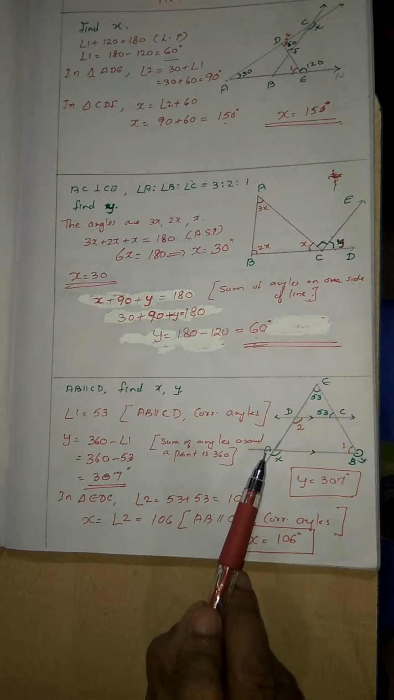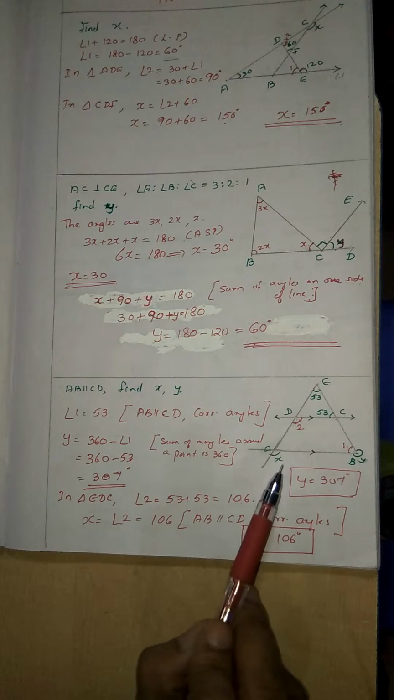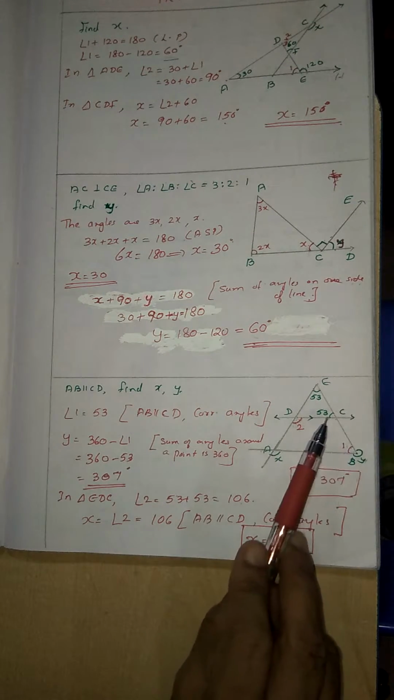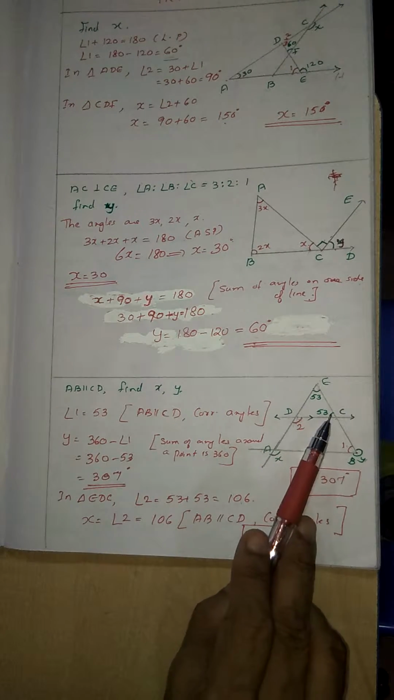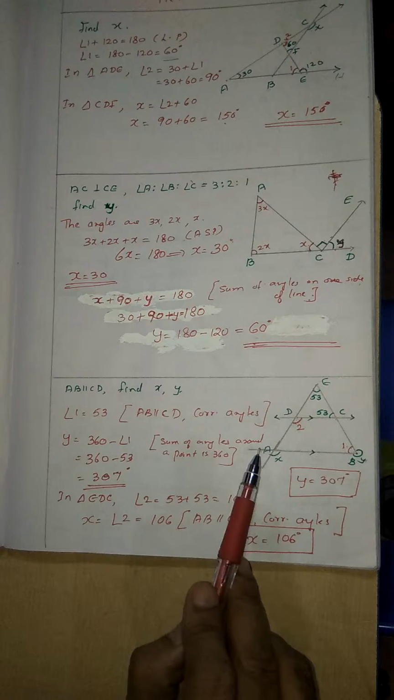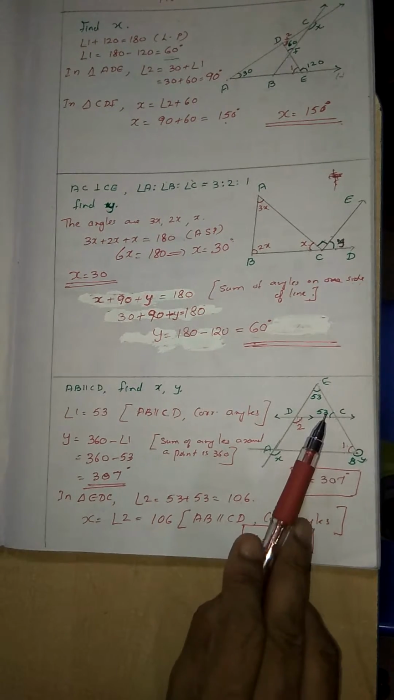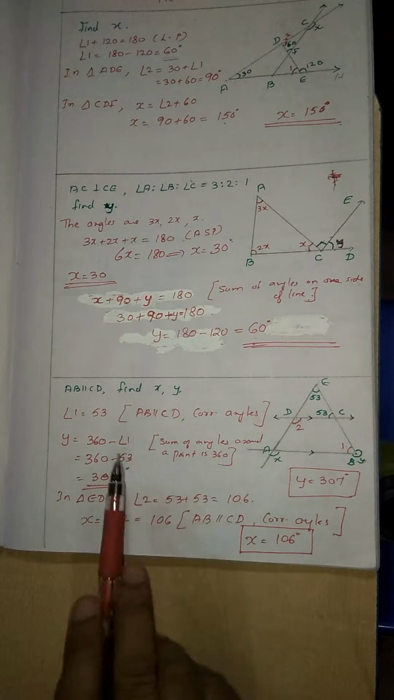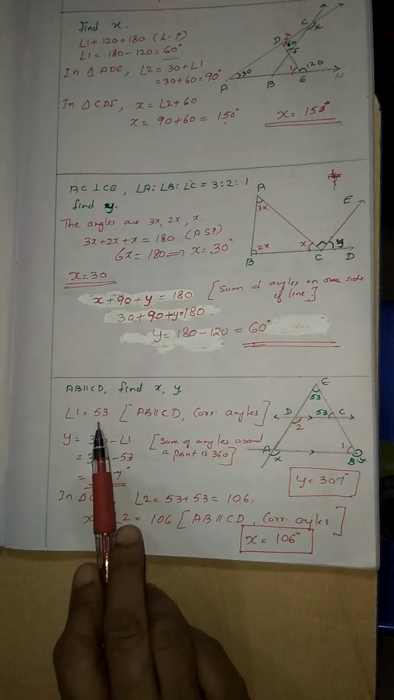Here in the figure it is given AB is parallel to CD. You have to find the value of x and y. These angles are already given: 53, this is 53, this is 53. So these two lines are parallel. So this angle 1 and this angle, 53, which is ECD, will form corresponding angles. So you can write 1 equal to 53.